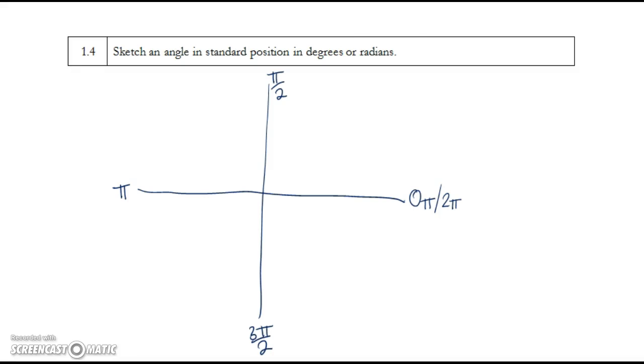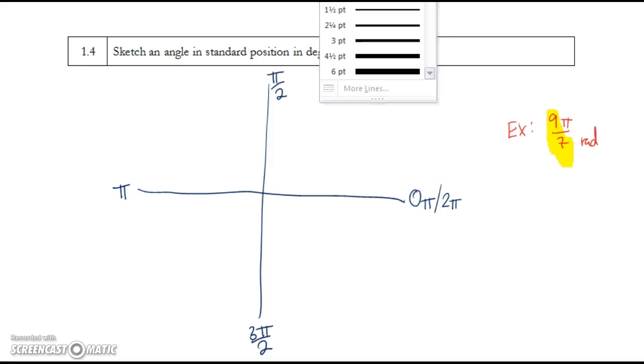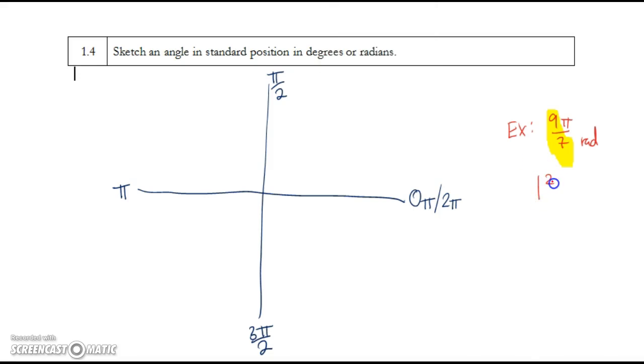Let's take a look at our first example. Our first example will be an angle that is 9 pi over 7 radians in size. And we want to figure out where this goes on the coordinate plane. In order to do that, we have to figure out where 9/7 pi is in relation to the key angles that we have already indicated on our coordinate plane. One way to do this is to take 9/7 and change it to a mixed number. If we do, we get 1 2/7 pi.